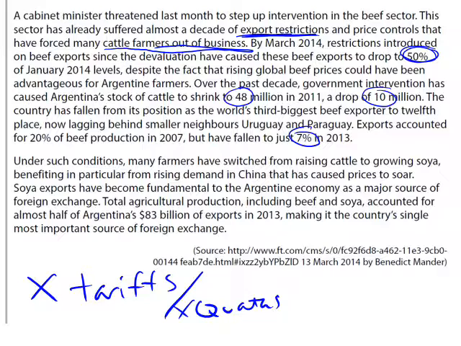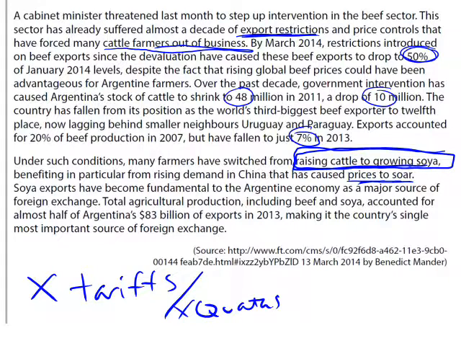Under such conditions, many farmers have switched from raising cattle to growing soya. So now we have a potential of a PPF, an opportunity cost there, benefiting particularly from rising demand in China that has caused prices to soar. So naturally there's an incentive through the price mechanism for farmers to reallocate that. Again, another economic topic that you might want to include.